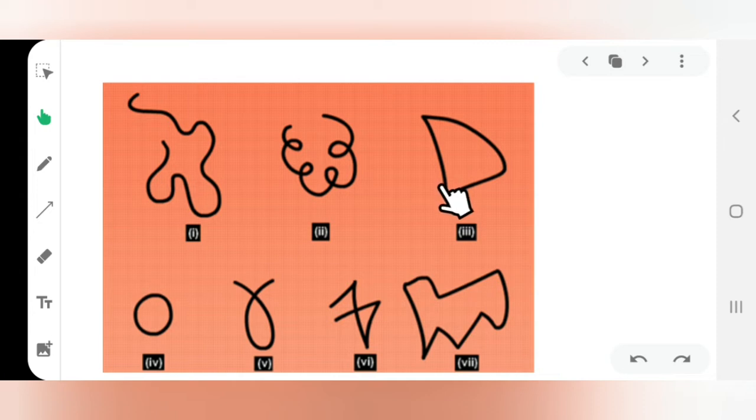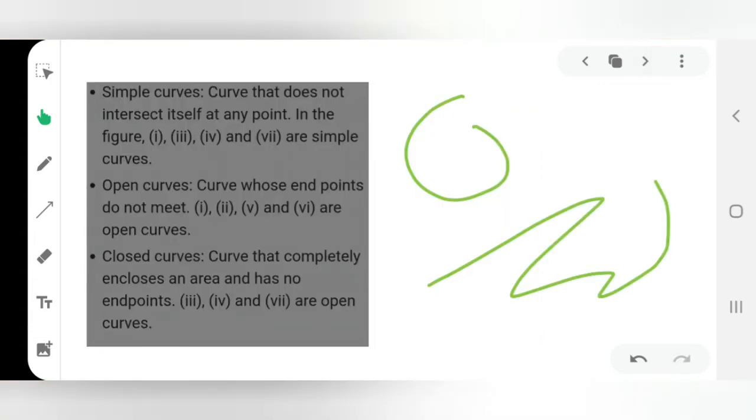If it starts at this point, moves like this and ends at the same point, it is still not intersecting. So it is also a simple curve. This is not a simple curve because it is intersecting at this point. Again, this is not a simple curve because it is intersecting at this point. But this is a simple curve. Clear? So that is what simple curves are.